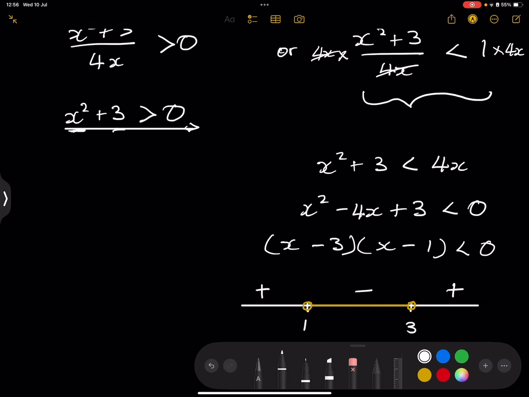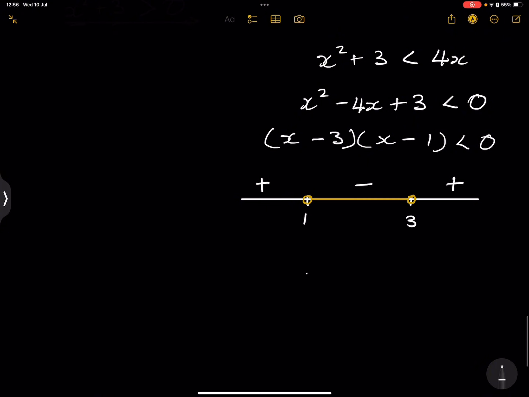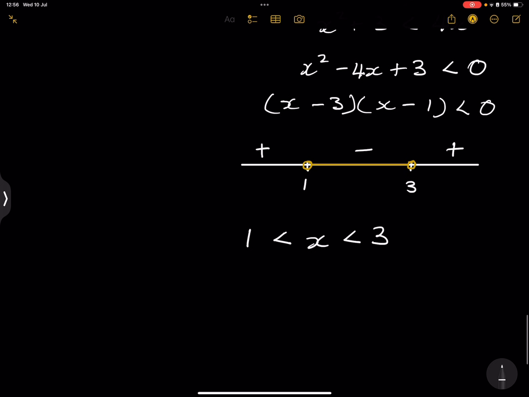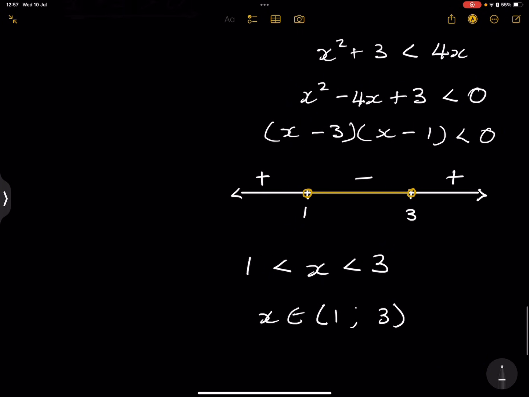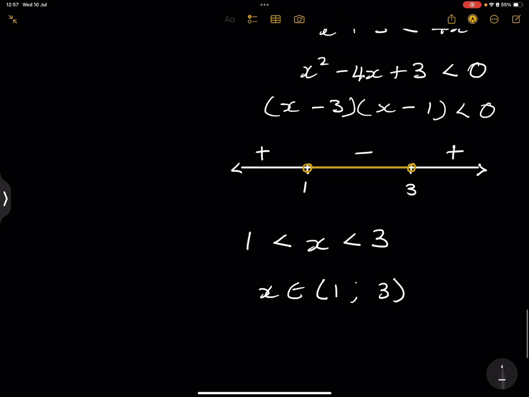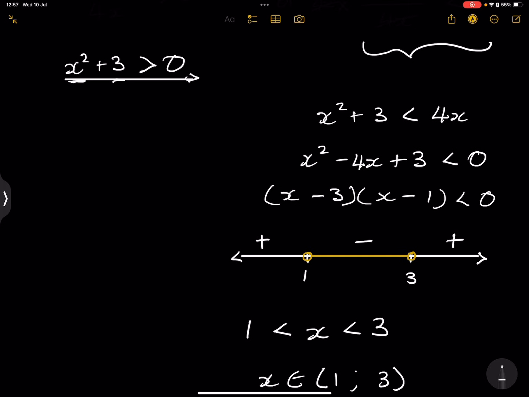So what is our final answer? So x must be any value that is greater than 1 and less than 3. Otherwise, you can also say x is an element of the open interval 1 to 3, excluding 1 and 3. Right, and this is how you're going to get to your answer. All right, so essentially, ladies and gents, these are the values of x for which the triangle will exist.